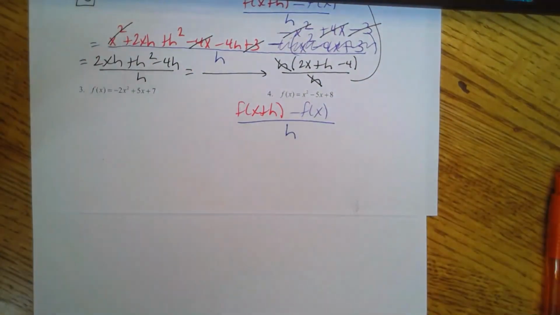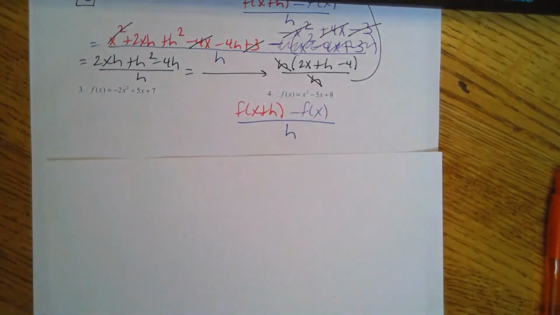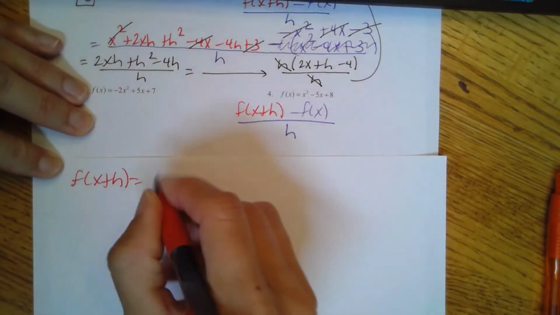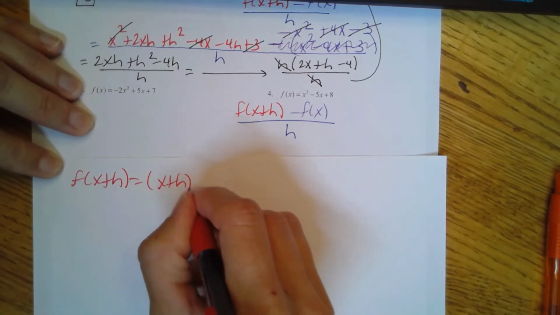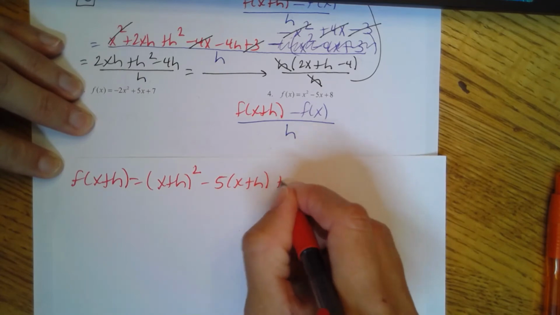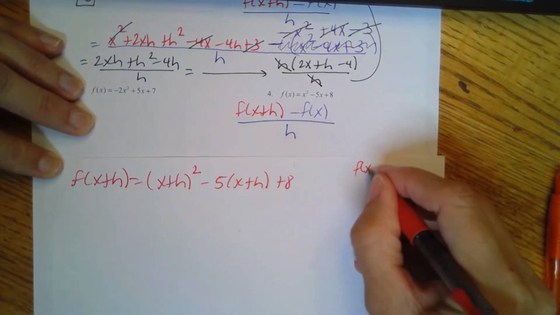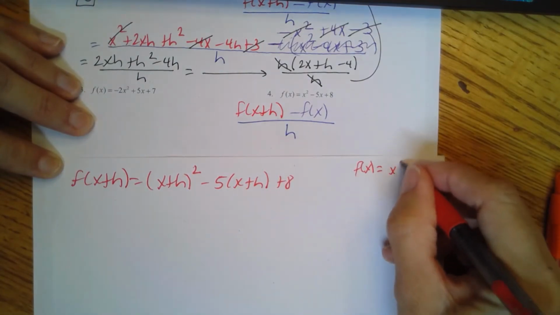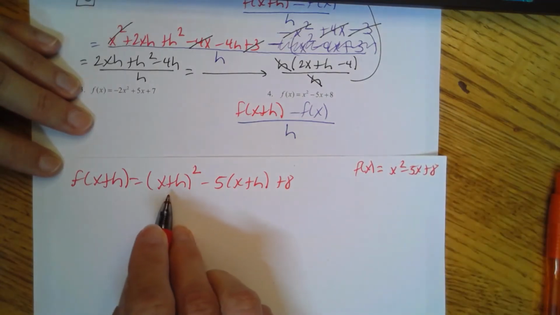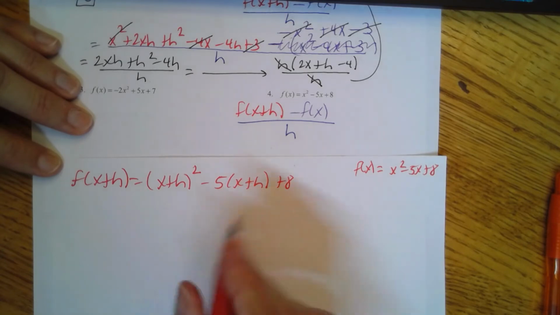So let's go ahead and take some scratch paper and let's find f of x plus h. So f of x plus h is going to equal, we're going to have x plus h quantity squared minus 5 times x plus h plus 8. Why? Because they told us from number 4 that f of x equals x squared minus 5x plus 8. So I put an x plus h here and an x plus h there.